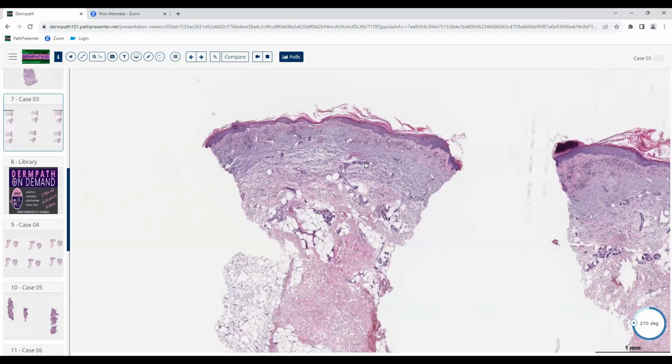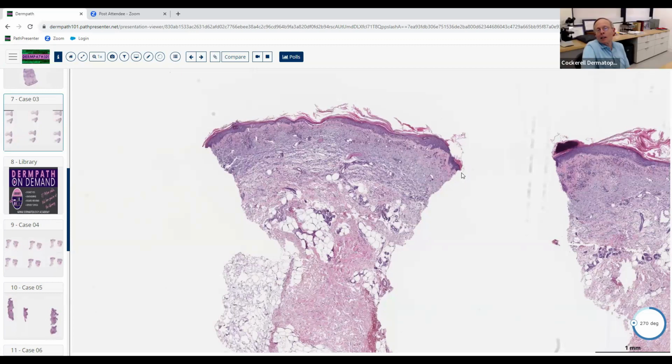Okay, I can try here. Good. Okay, sorry, there's some echo going on. Here we go. Okay, so I'll just go ahead and try. So we have what looks like a superficial and deep perivascular infiltrate with maybe some periadnexal infiltrate as well.